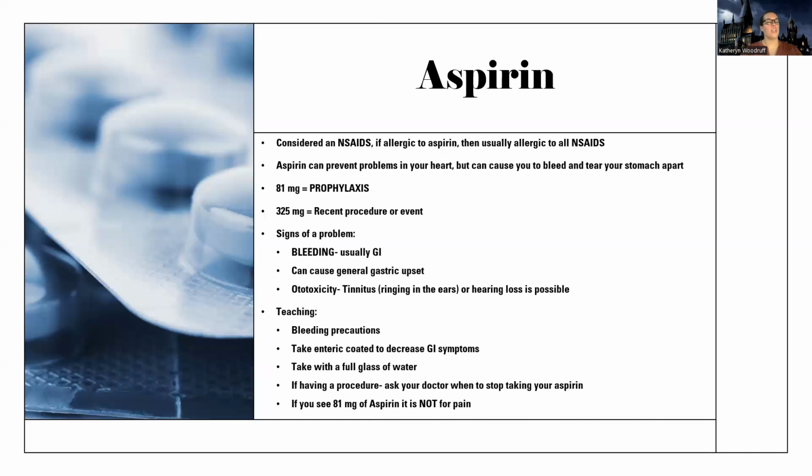So if I see this on a patient, I'm going to think they've had cardiac heart problems, or they're really at risk for them, or they have a stent or something like that from the past. If they're on 325, I'm going to think they've recently had a procedure or event. That's a higher dose. So we're usually almost treating something or really strongly trying to prevent something. So usually there's something new or different that's happened. So that tells you a lot.